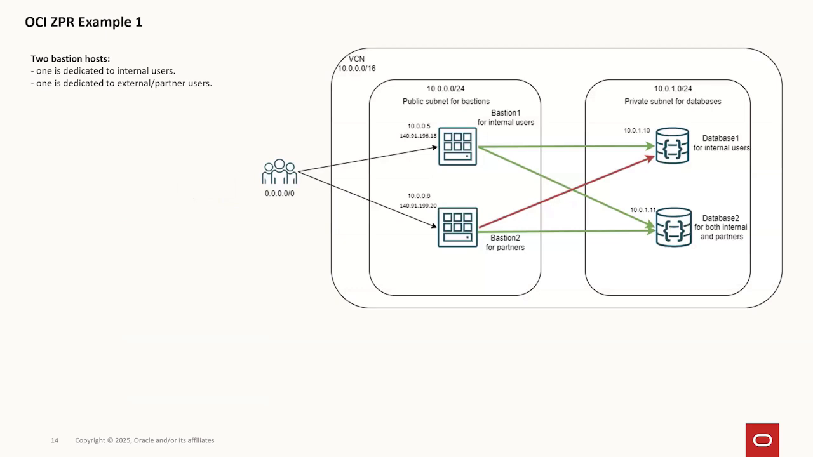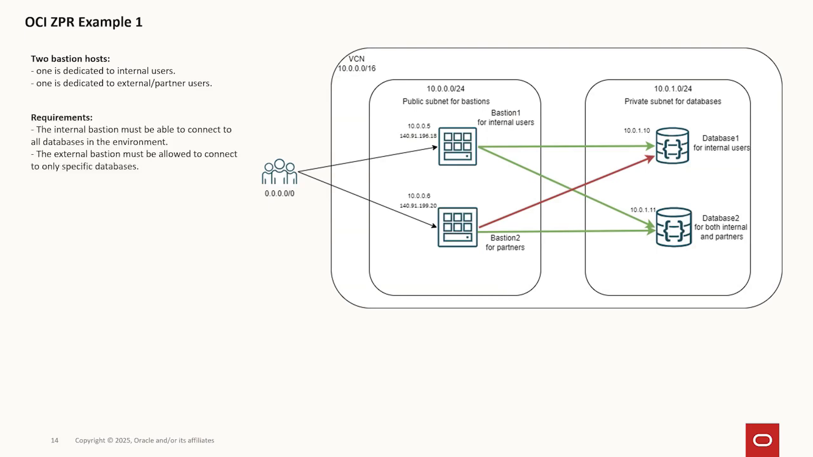The first example, let's start with something small. Let's say we have quite a small deployment, 4 resources, 2 Bastion servers, 2 databases. Now, the Bastion servers are different in scope. The top one in this diagram is dedicated to internal users. And we also have some external or partner users which need to connect to the environment.